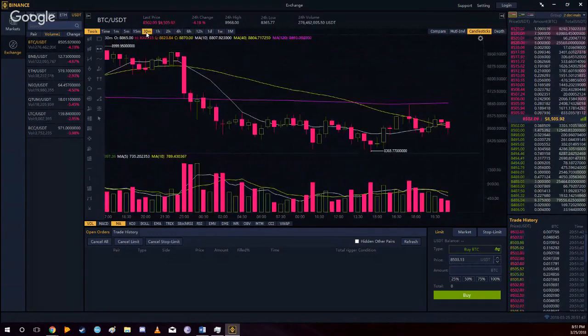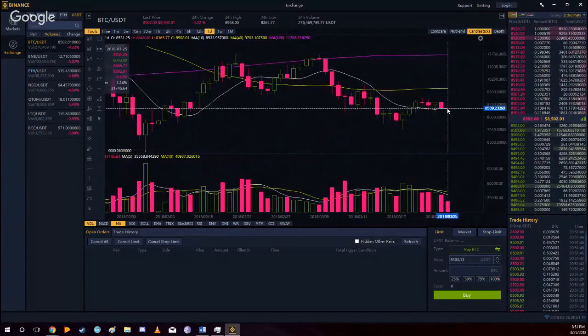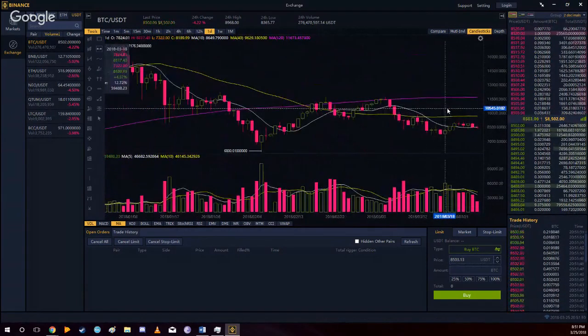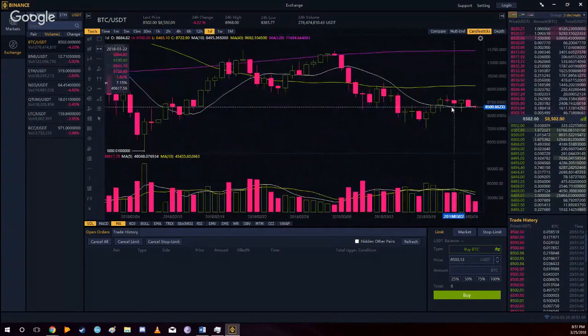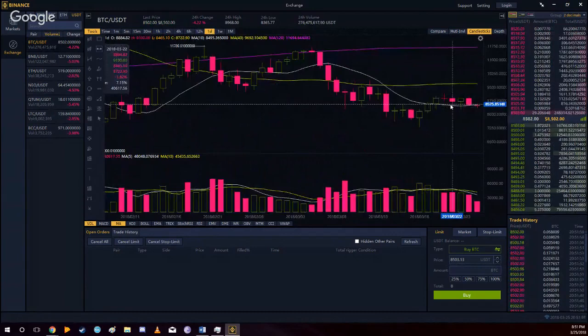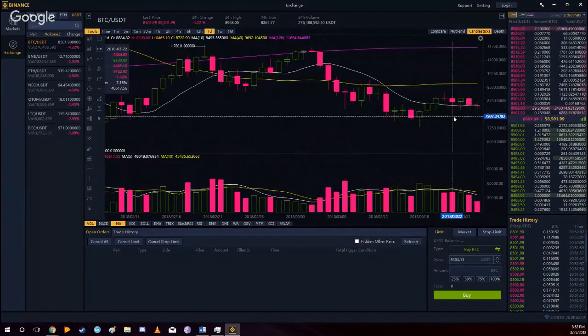30 hours, 15 minutes, no, 1 day. Well, this is really a major support right here for Bitcoin. If it fails this one, it might hit the previous low of about 79,100, 7,900.